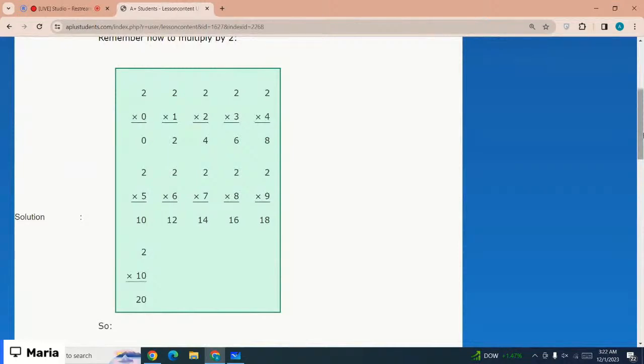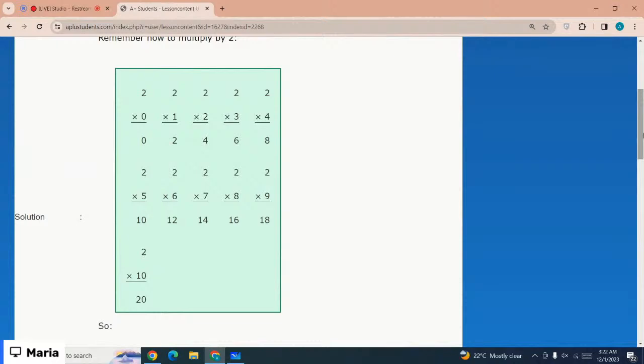2 times 0 is 0, 2 times 1 is 2, 2 times 2 is 4, 2 times 3 is 6, 2 times 4 is 8, 2 times 5 is 10, 2 times 6 is 12, 2 times 7 is 14, 2 times 8 is 16, 2 times 9 is 18, and 2 times 10 is 20. That is just the table of 2, right?